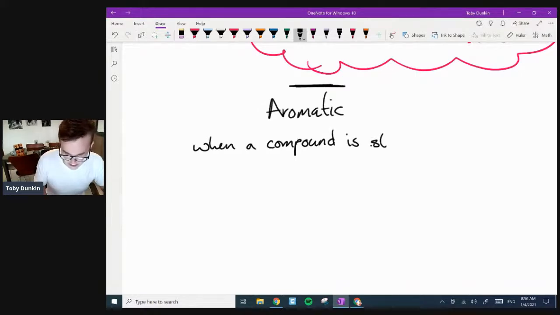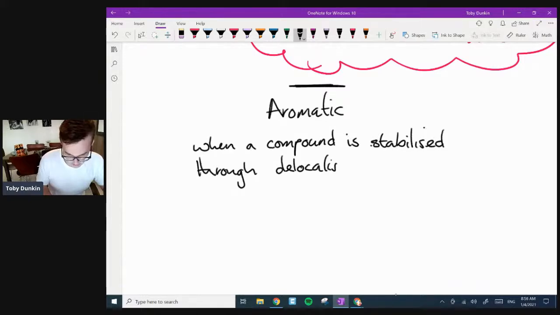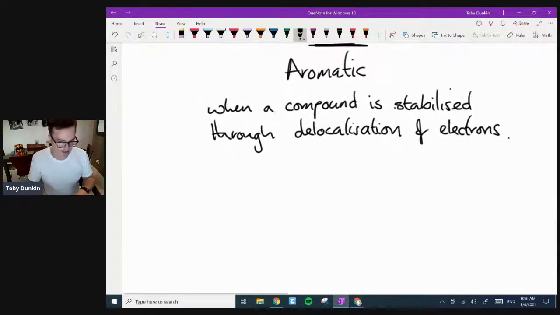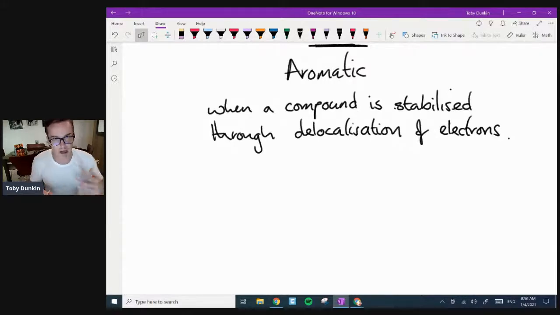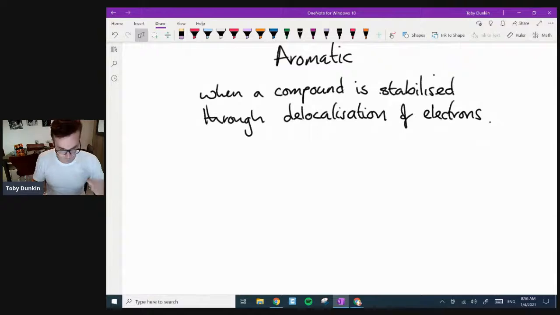is stabilized through delocalization of electrons. Now, I'll explain that a little bit further, because it's great to write down words like that, but it doesn't really mean much. I'll explain now what this is talking about.